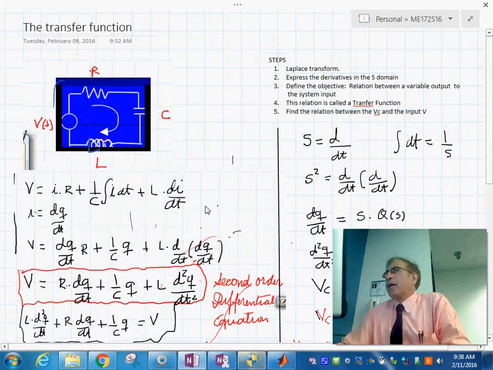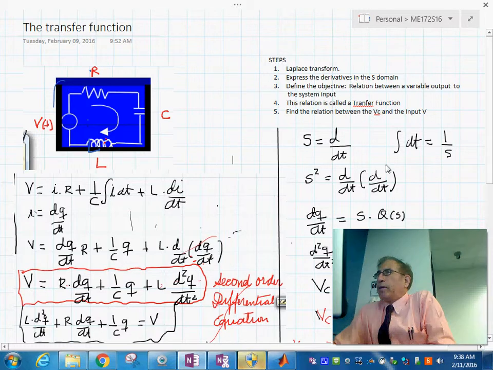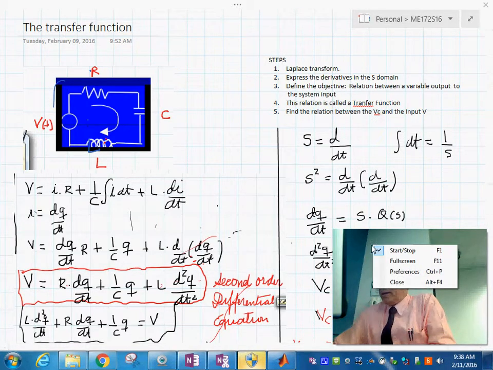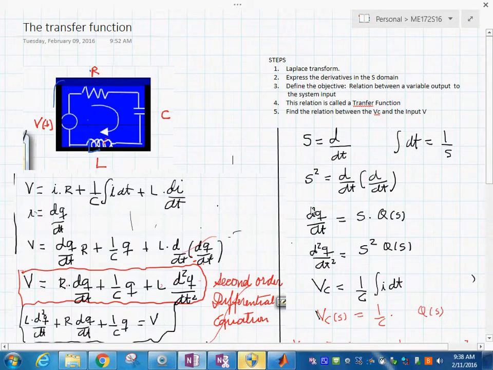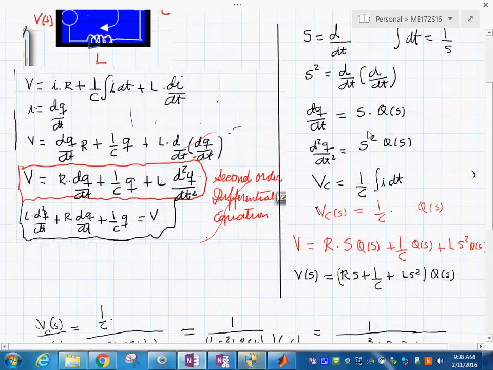We wrote some steps on how to go about finding the transfer function. Here we have the Laplace transform. For differentiation, the operator is s, d/dt of any function, and for integration it is 1 over s. If you have double differentiation, the operator is s squared, and so by doing that, dq/dt is s times Q(s), and d²q/dt² is s squared times Q(s).